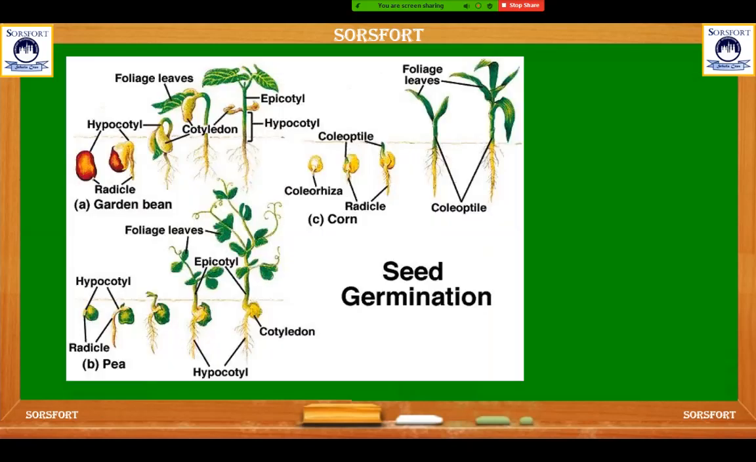This is the picture of seed germination. See, this is the germination of garden bean. This one is the peas, and this is the corn. Okay, different, but all are the same steps. See, first it forms the hypocotyl, then this is the cotyledon, two cotyledons, that's why it is a dicot plant. Then the foliage leaf grows. Pea is the same like that, and corn is also the same.